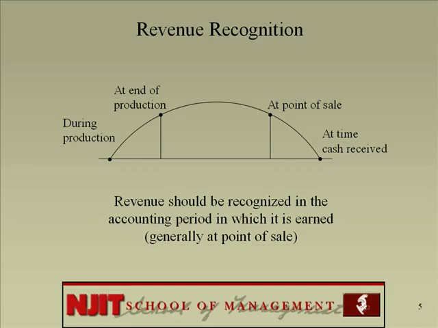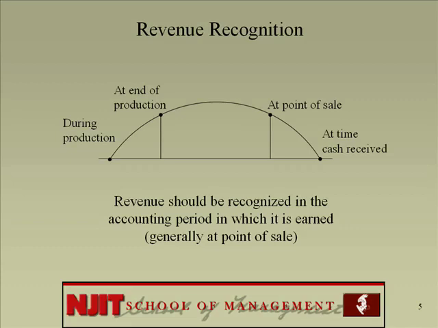Here's another diagram. This shows the entire production and sales cycle. Let me repeat this, it's important. During production, you can't recognize revenue because you didn't sell anything. At the end of the production cycle, a company can't recognize revenue. If you look at the last point on this chart, that's when cash is received, they cannot recognize revenue. They have to recognize revenue at the point of sale. That's at the point of delivery. This is very important.